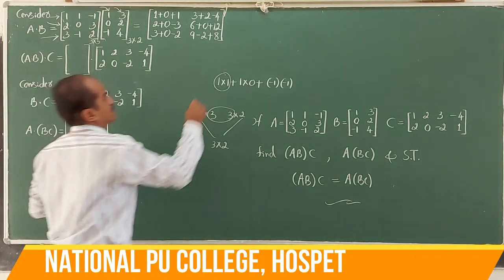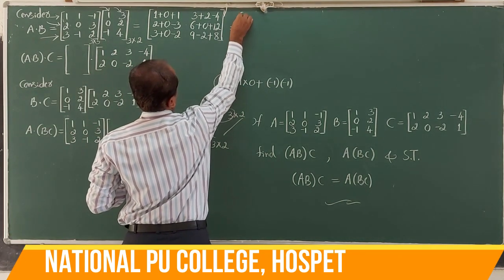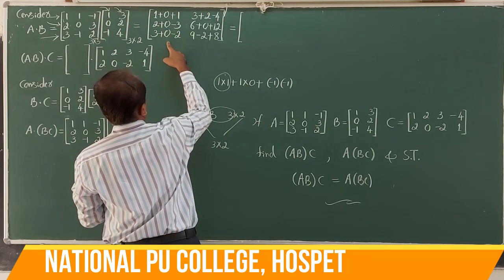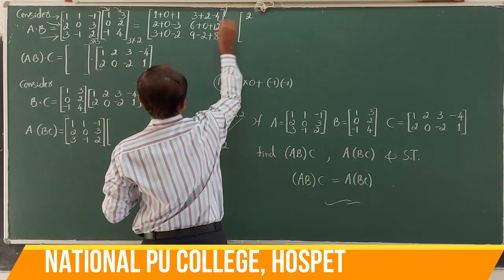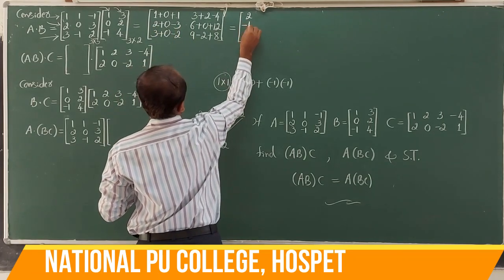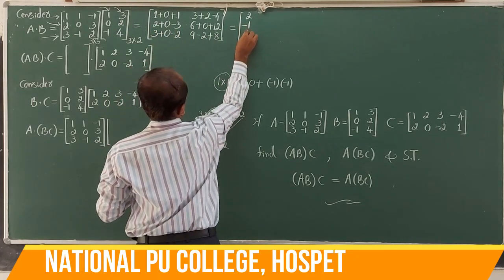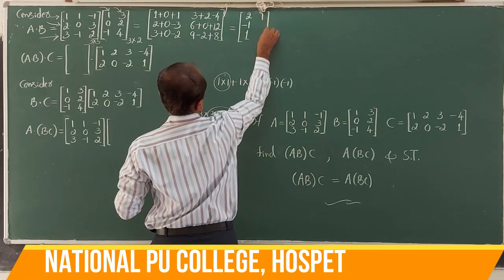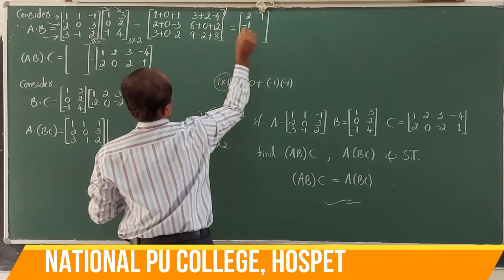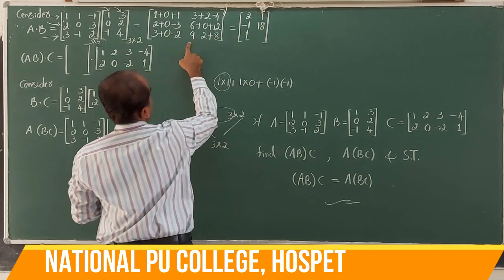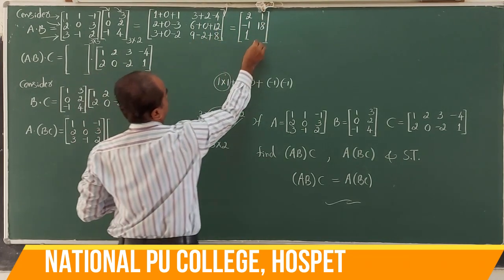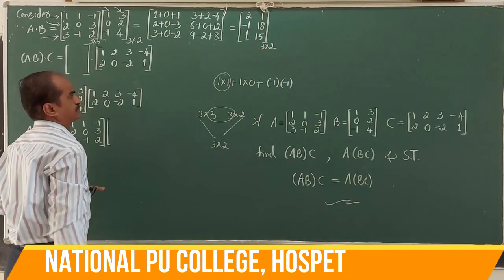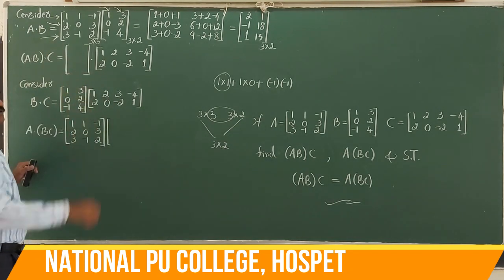Now simplify this. This is equal to a matrix whose first column elements are 1 plus 1, 2. 2 minus 3, minus 1. 3 minus 2, 1. Second column: 5 minus 4, 1. 6 plus 12, 18. 9 minus 2, 7. 7 plus 8, 15. It is a 3 by 2 matrix. So we determined A into B.